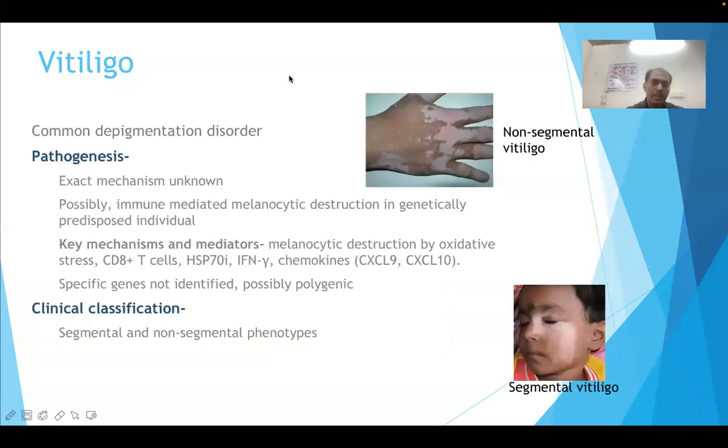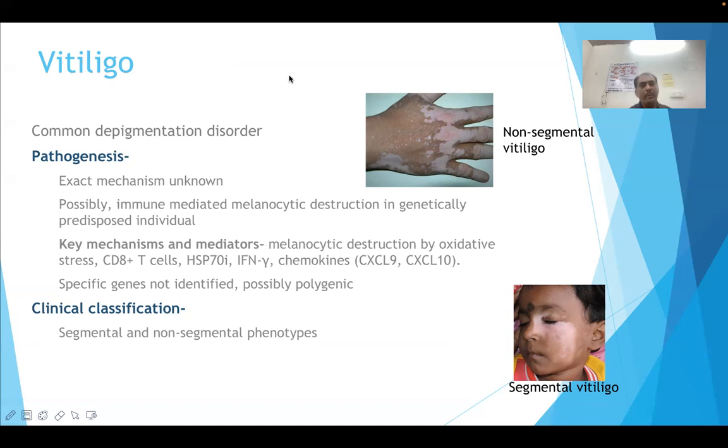Vitiligo, basically this topic is dealt separately because it is a huge topic, but just an overview is being dealt with here. It is a common pigmentation disorder and the exact mechanism is unknown. However, several theories have been postulated: the neuronal mechanism, the toxic mechanisms, several of them. But all these are hypothesized. No theory is substantiated with concrete evidences.